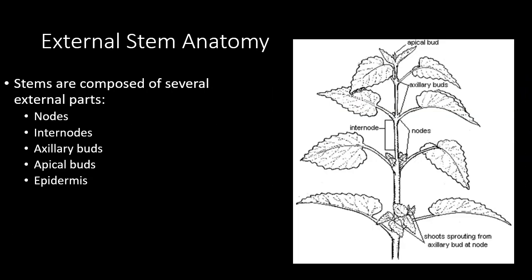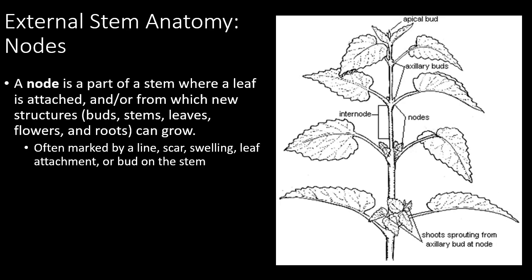Okay. External stem anatomy. So we're going to be looking at the outer parts of a stem first, and then we're going to be looking at what's happening inside the stem in a minute. Stems are composed of several external parts: nodes, internodes, axillary buds, apical buds, and an epidermis. We'll discuss each one of these piece by piece.